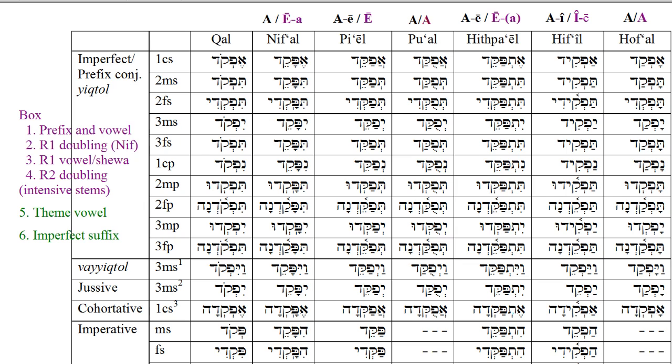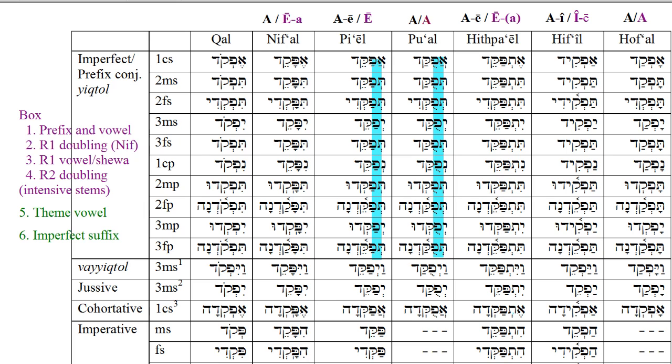Now let's look at the Piel and the Pual imperfects. Both have a prefix vowel of vocal schwa. It is at the R1 vowel that we can tell these stems apart. The Piel has an R1 vowel of patach, and the Pual has an R1 vowel of kibbutz.